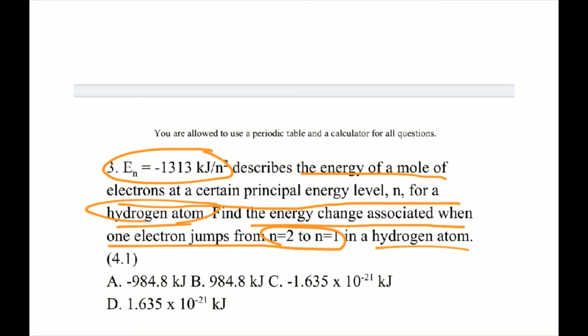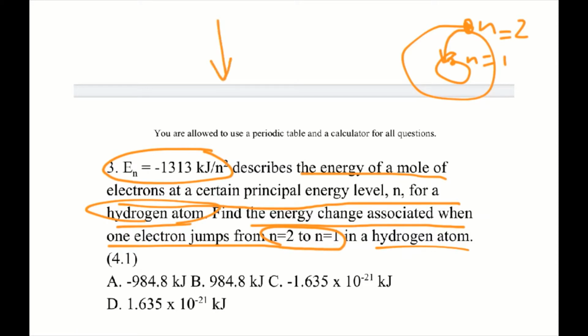So let's draw the diagram first. So n equals 2 to n equals 1. If the electron hops from n equals 2 to n equals 1, it's going to be losing energy. And if something loses energy, that means that the change in energy is going to be negative. So let's cross out two answers right off the bat. B and D are out of the game. Now we have A or C.